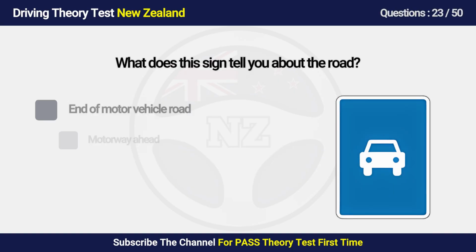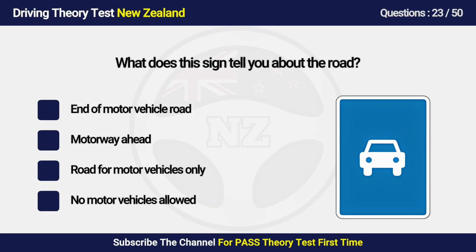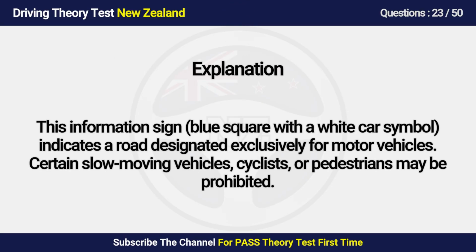Question 23. What does this sign tell you about the road? A. End of motor vehicle road. B. Motorway ahead. C. Road for motor vehicles only. D. No motor vehicles allowed. Answer is C. Road for motor vehicles only. This information sign, a blue square with a white car symbol, indicates a road exclusively for motor vehicles. Certain slow-moving vehicles, cyclists or pedestrians may be prohibited.